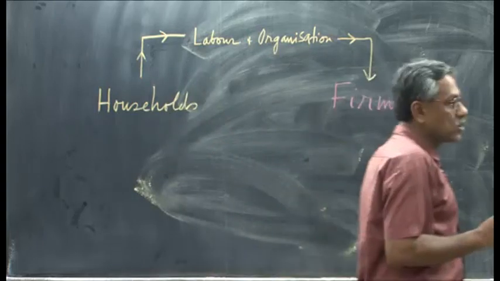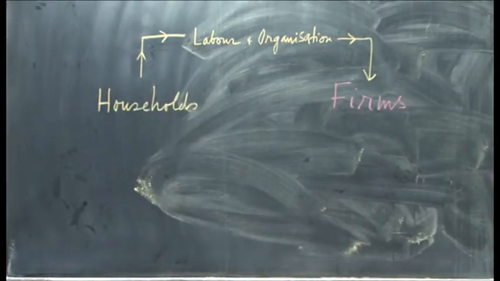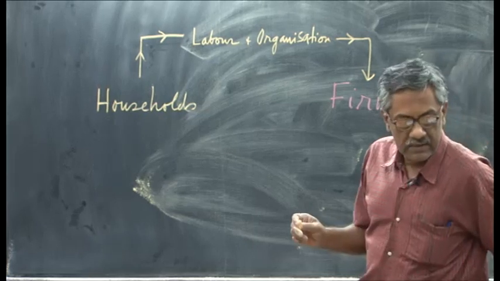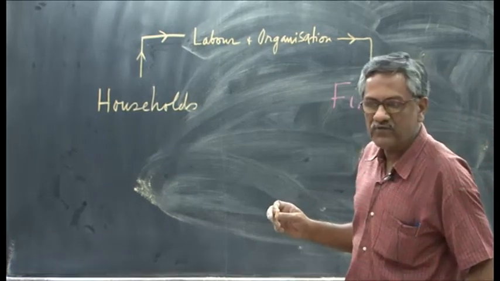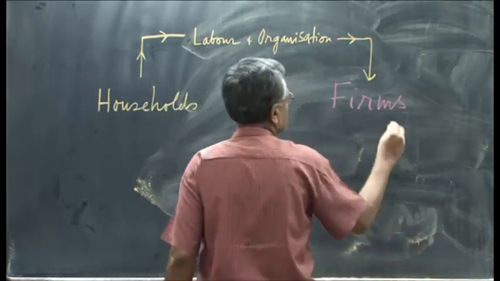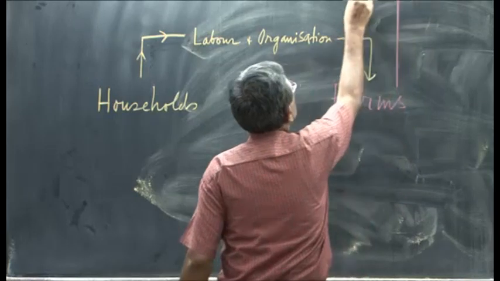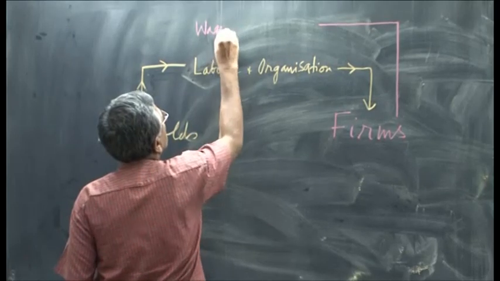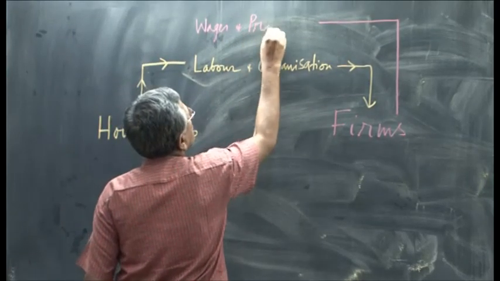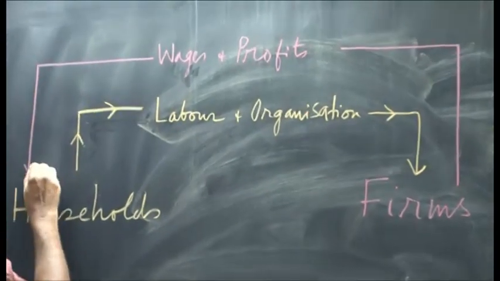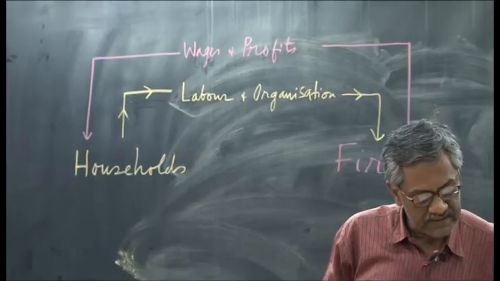Households supply labor and organization to firms. Firms in return supply something called income, wages and profit to the household sector, which they supply.